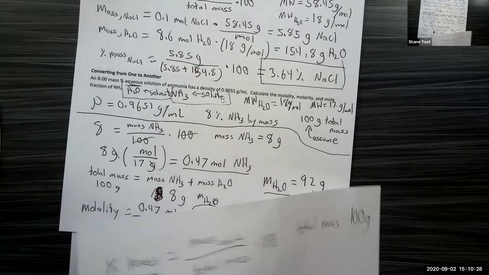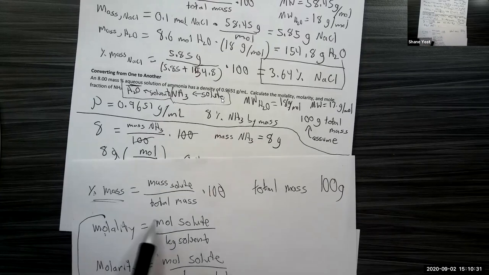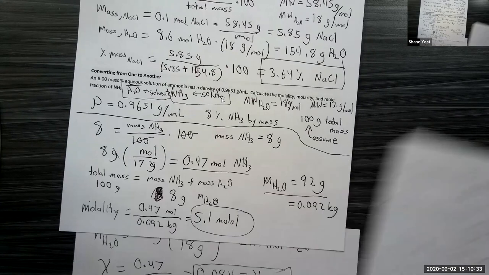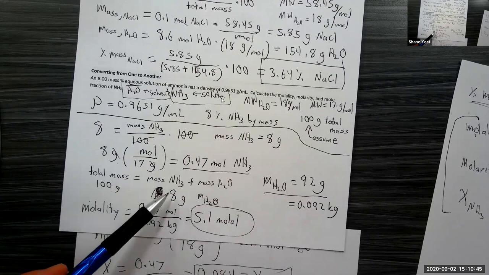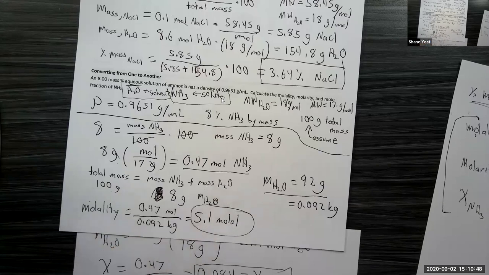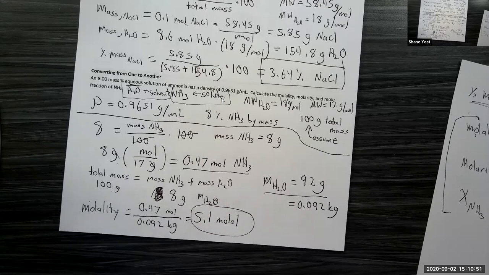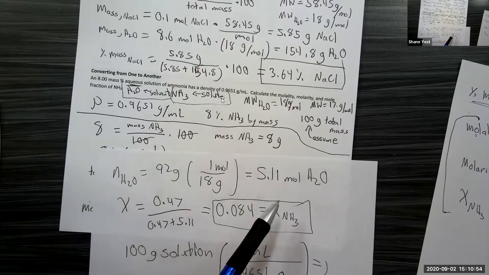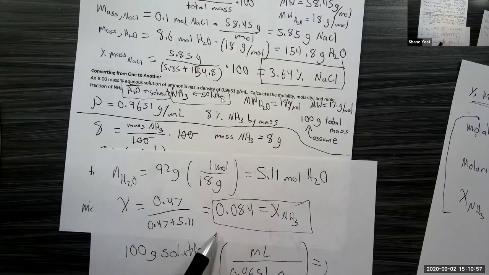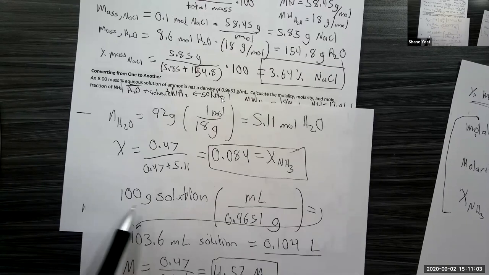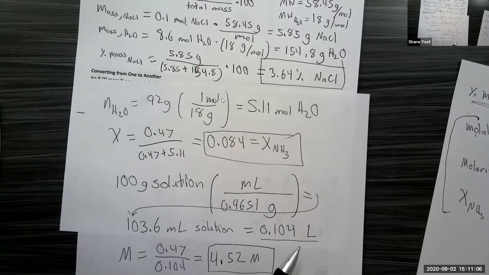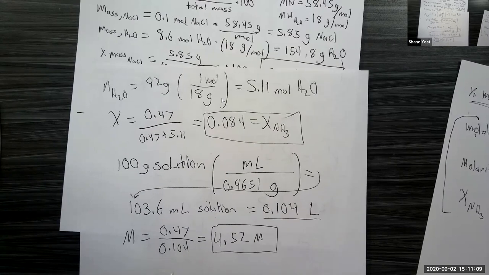We picked something. I picked molality and I said, okay, I need these two bits of information. So how do I get those? Well, I get moles from mass using molecular weight or molar mass. And then I used the total mass and the mass of my solute to get the mass of my solvent. And that gave me my molality. I used the mass of my solvent, converted that to moles using the molar mass to get the mole fraction. And then we used the total assumed mass and the density to get the volume. And from the volume, we then calculated the molarity.